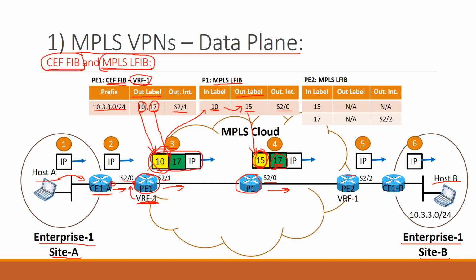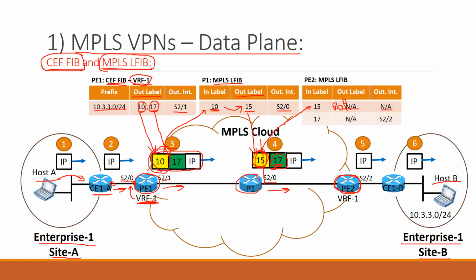Now PE2 will receive a labeled packet with two labels, and this provider edge will check its MPLS label forwarding information base. First, it will check for an entry for the outer label. Action: no out label means pop. So it will decide to remove this label. Out interface is not available.